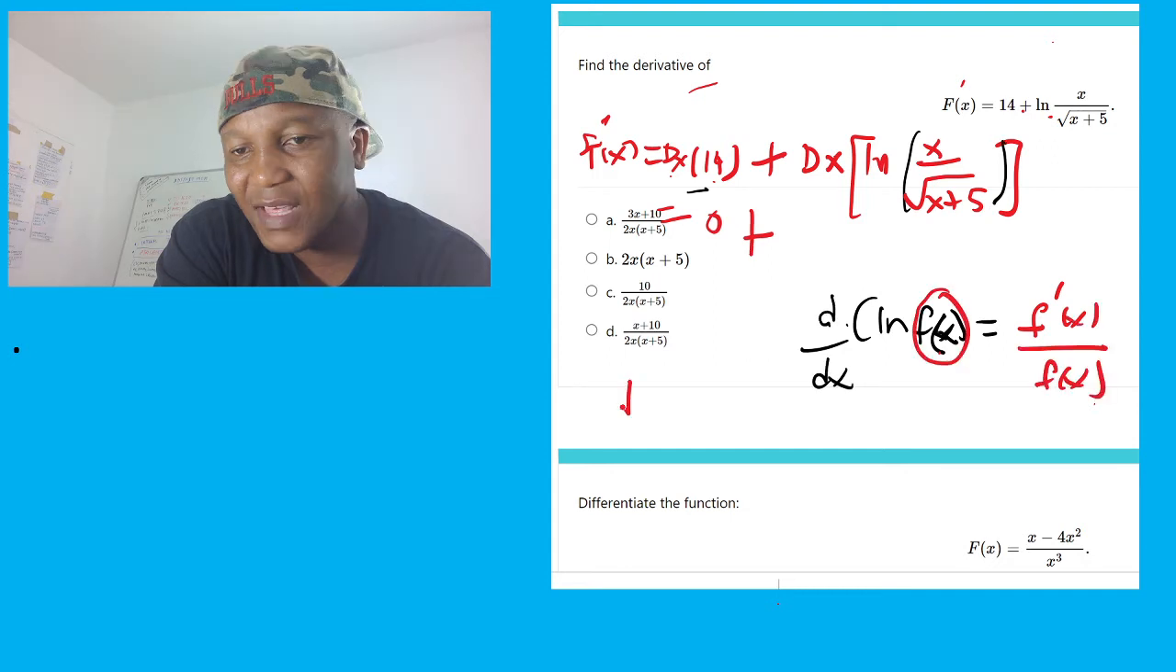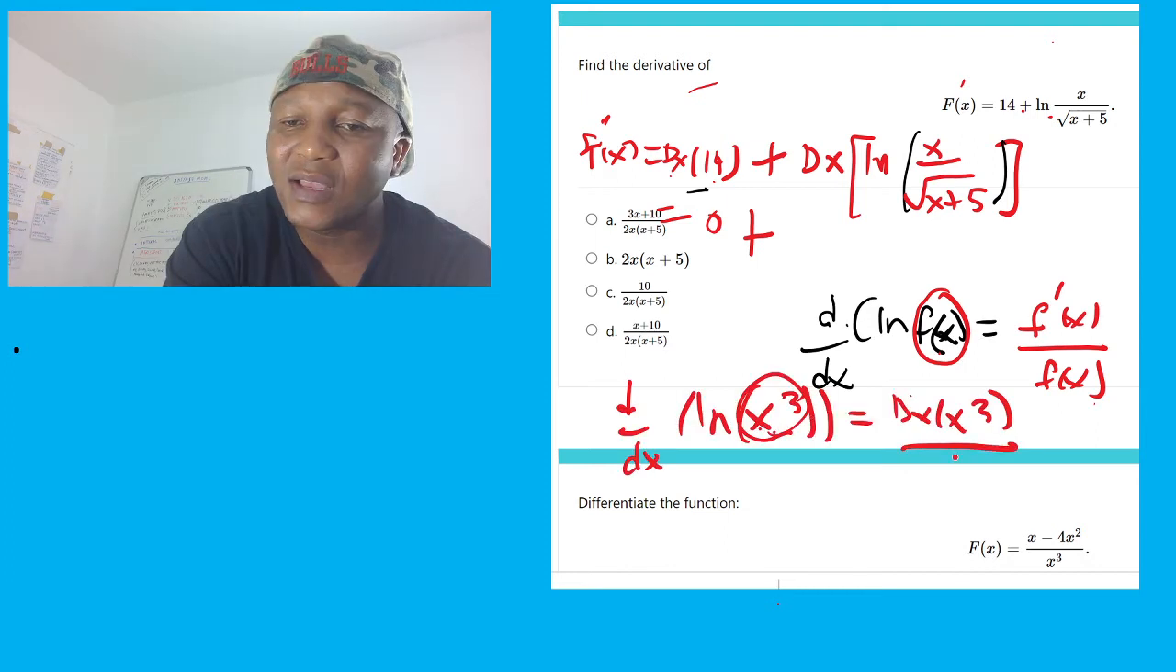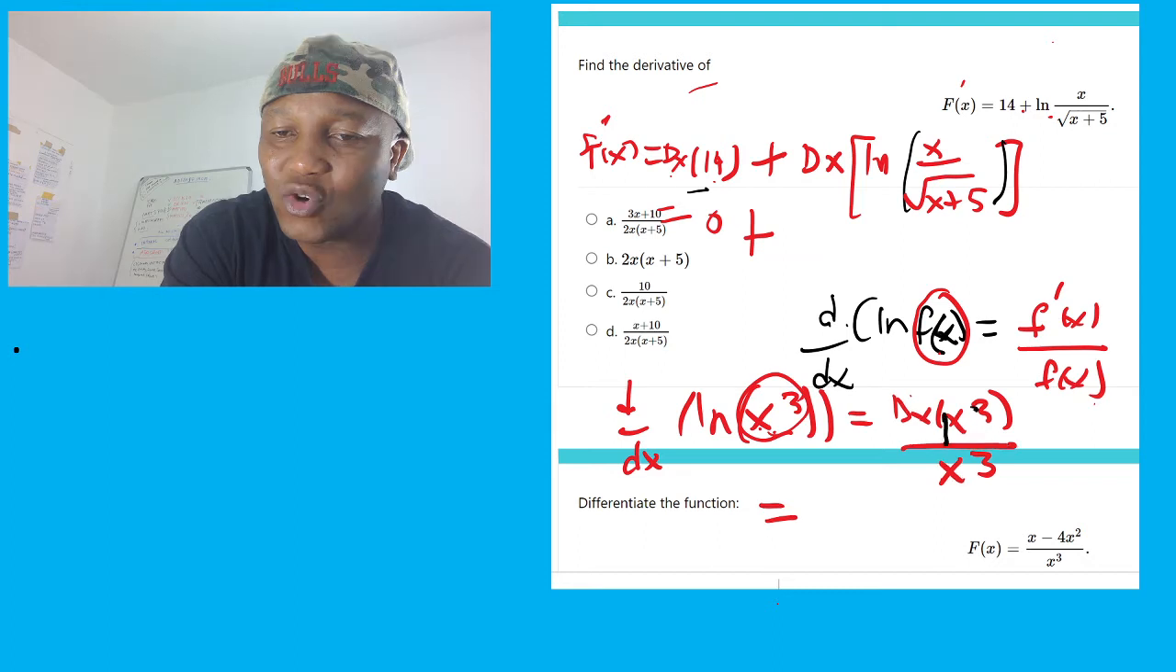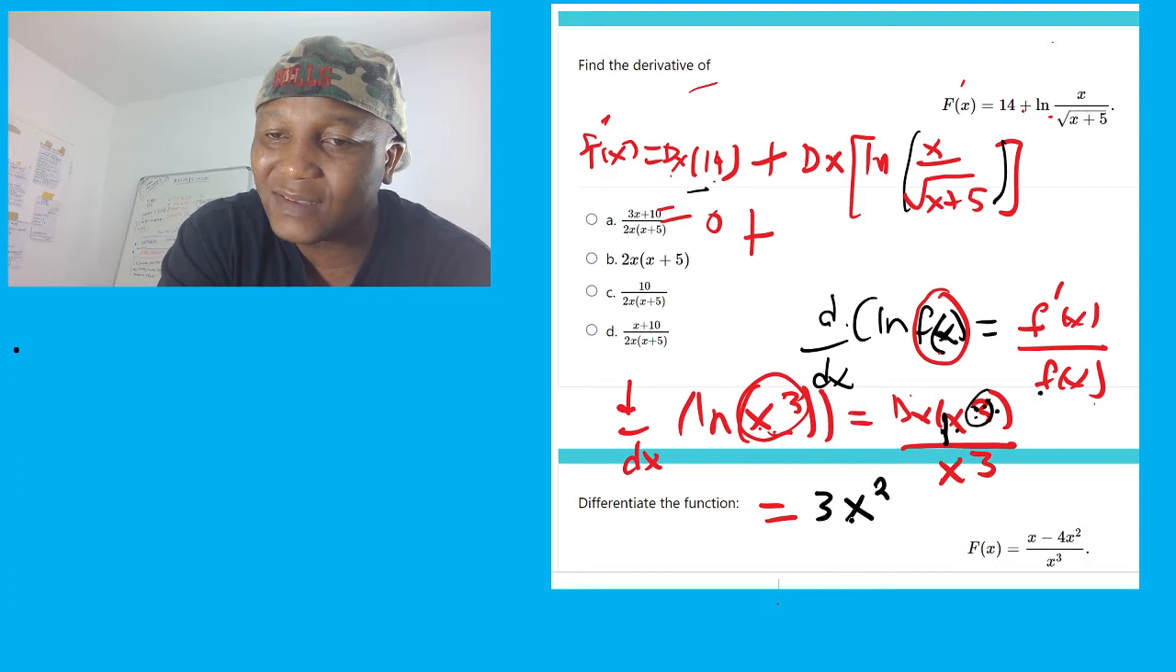For example, if somebody gives you d/dx of ln of x power 3, this is going to be equal to the derivative of what we have inside, the derivative of x power 3, over exactly what you have there. We know for a fact you take the 3 and multiply by the number behind. Which number is here? It's 1. If there's no number, it means 1. So 3 times 1 equals 3, and then you write your x. 3 minus 1 equals 2, because you must take the top number minus 1. So we get 3x squared over x cubed, and simplifying gives you 3 over x.